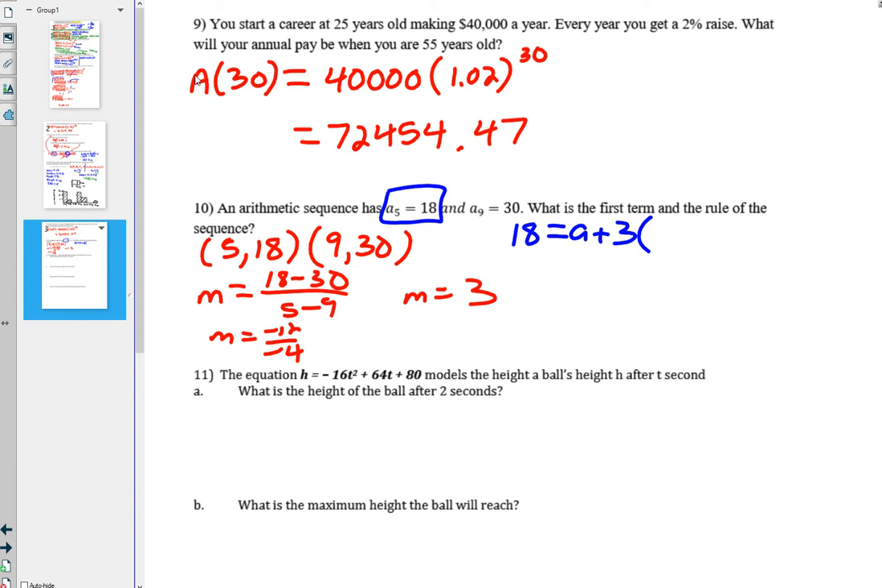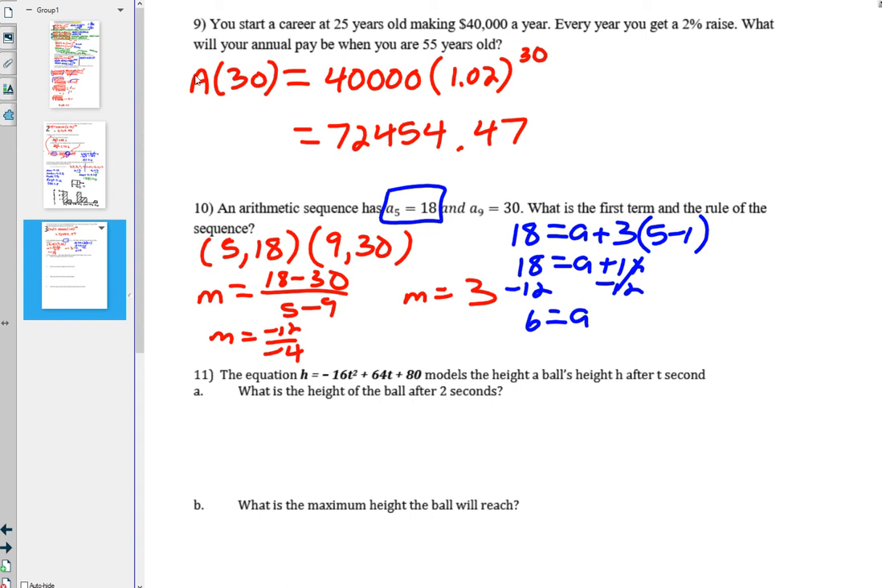The fifth term, so I would write 5 minus 1. The key here being that the only variable, the only unknown is the first term. 5 minus 1 is 4. 3 times 4 is 12. So it's A plus 12, and as I said before, the first term ended up being 6.